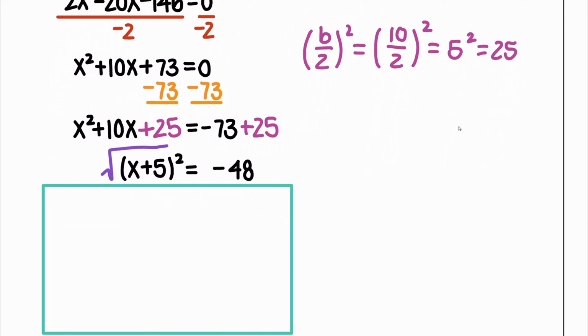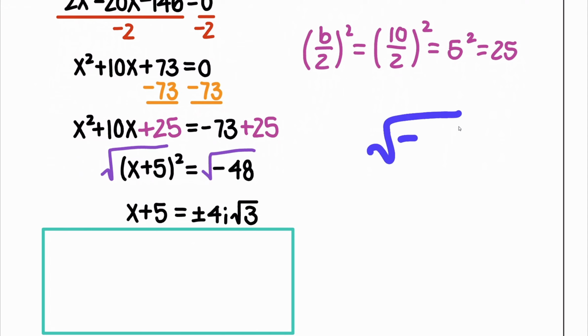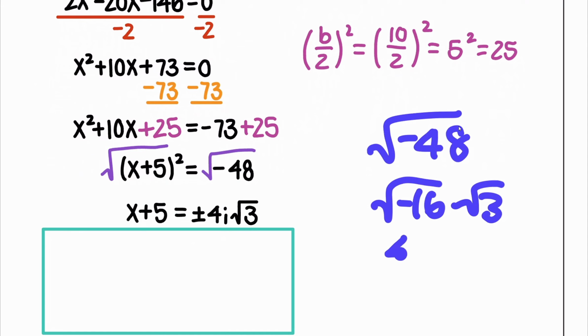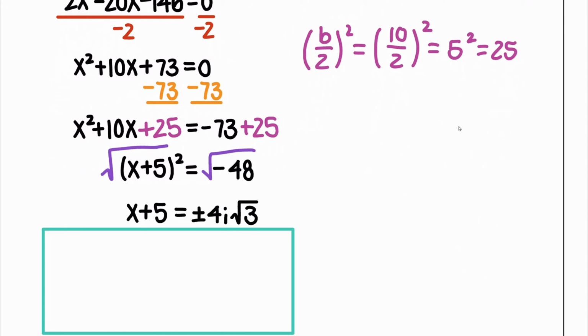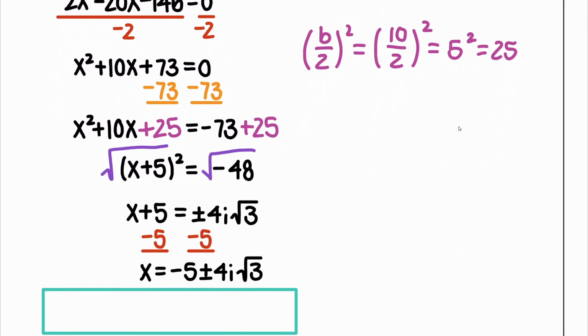So from here, to solve for x, let's take the square root of both sides of the equation to eliminate the power of 2. And on the left side, that gives us x plus 5. And on the right side, here we can break down square root of negative 48 as square root of negative 16 times square root of 3, which then gives us 4i radical 3. And then we can't forget to write plus minus because we're changing a quadratic into a linear. So from here, solving for x, we subtract 5 on both sides, giving us x equals negative 5 plus minus 4i rad 3.